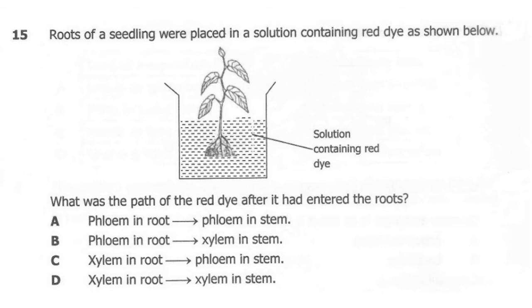The correct answer here is D, xylem in root to xylem in stem. Well done, chat. That is where water, nutrients, and mineral salts are transported in the xylem vessels from the roots to the stem, then to the leaves. Well done, chat. That is the correct answer. Alright, we move on to the next question.